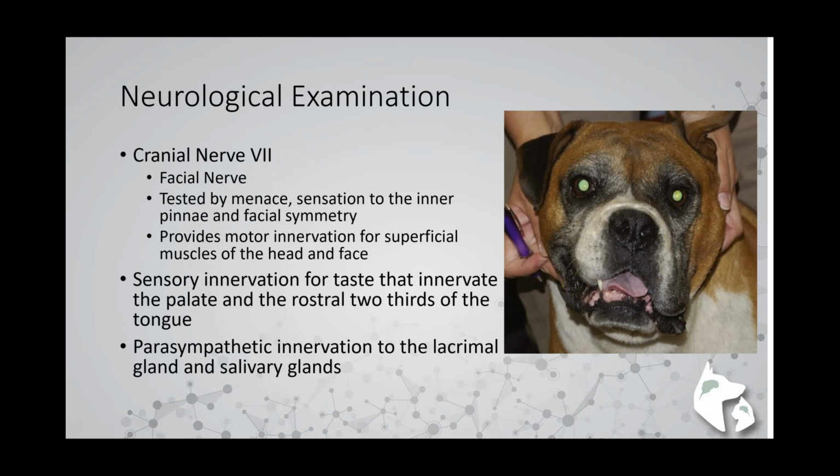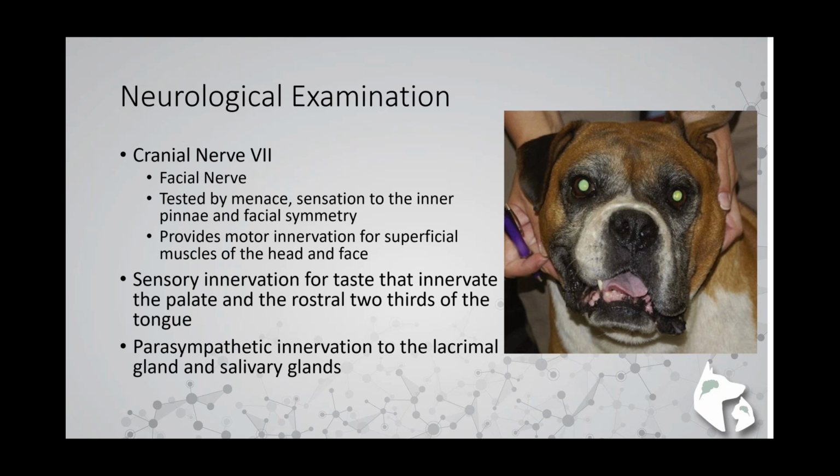Next, we have the facial nerve, so cranial nerve 7. We talked about how we can test this by doing the menace. The output of that menace response is closing those eye muscles, so all of those come from 7. Then we also want to watch for facial symmetry. We've all seen some patients that have facial paralysis or idiopathic facial paralysis, so you'll see the drooping of those postural muscles of the face. We have this little boxer here, and you can see his droopiness on that left side.